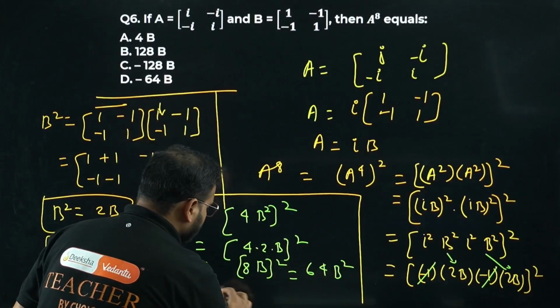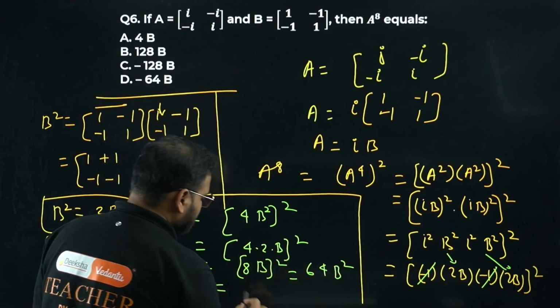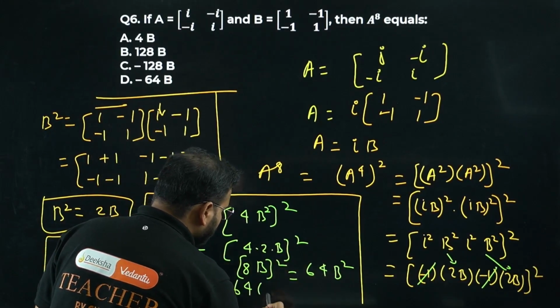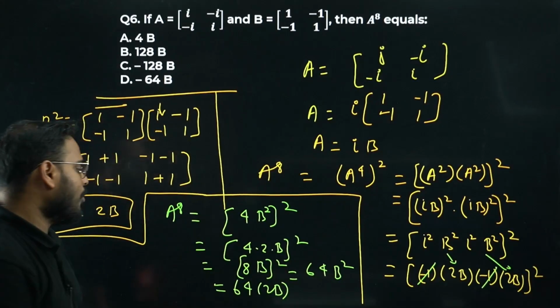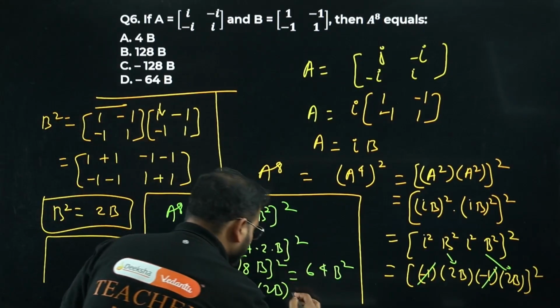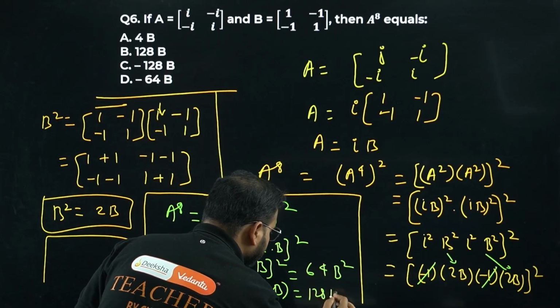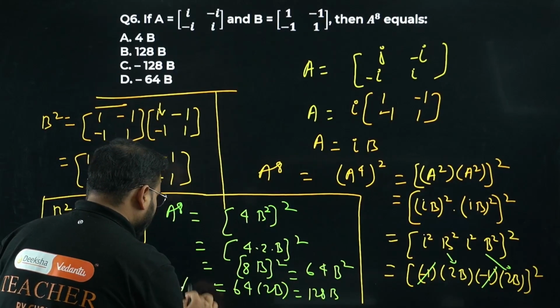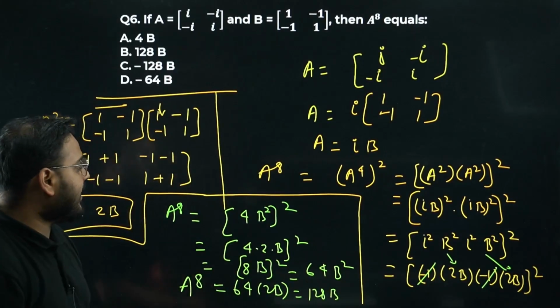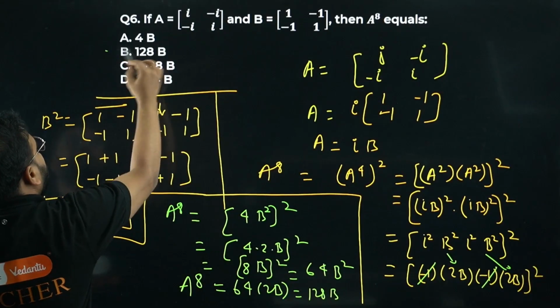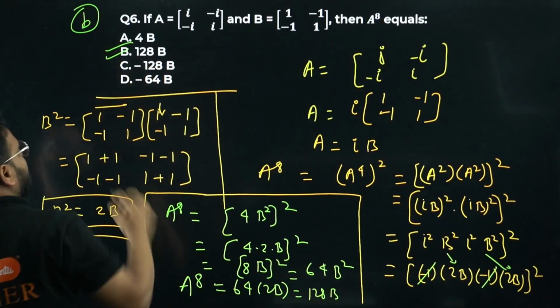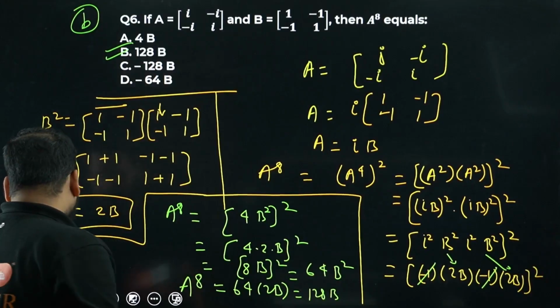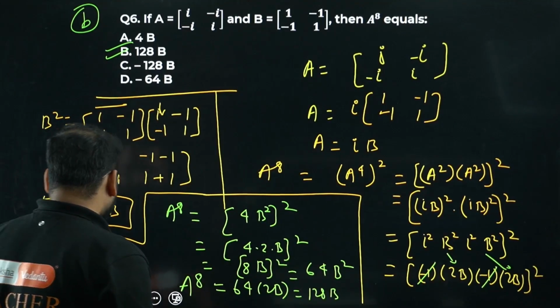Again write this in terms of 2b: it will become 64 into 2b. What is the answer going to be? 128b. 64 into 2 is 128. Please check. So my a power 8 is coming as 128b. Option B is correct. Here's your final answer. This is your final answer.